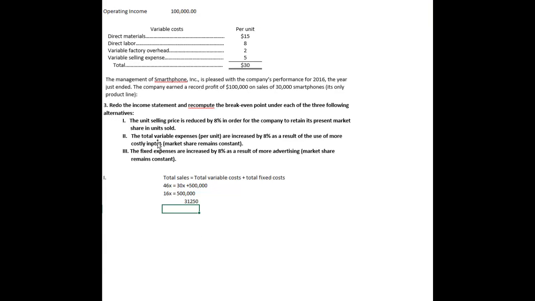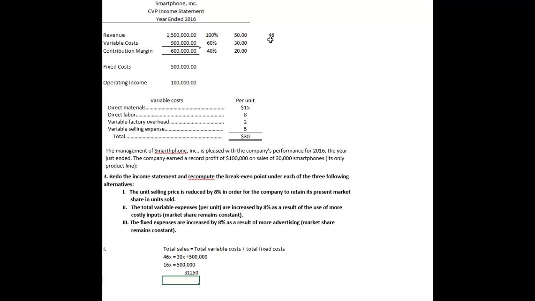The second one says, what if the variable expenses per unit go up by 8% as a result of using more expensive stuff? It doesn't say anything about changing the revenue, so I'm going to go back to the original information. It doesn't say to also drop the price by 8%, so we're going to assume it's the $50 per unit.